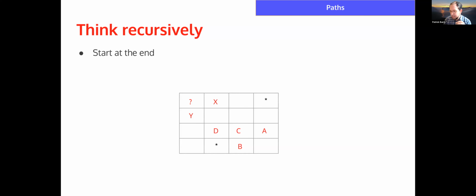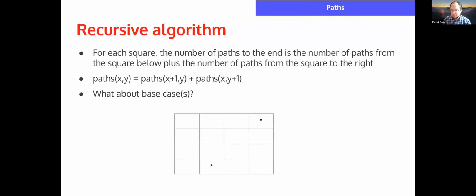Yeah, question mark equals x plus y. Assuming you mean the number of paths from x plus the number of paths from y, absolutely. For each square, the number of paths to the end is the sum of the number of paths from your neighbors. We're going to define x and y coordinates as being 0, 0 on the top left. And then this pseudocode should represent that.